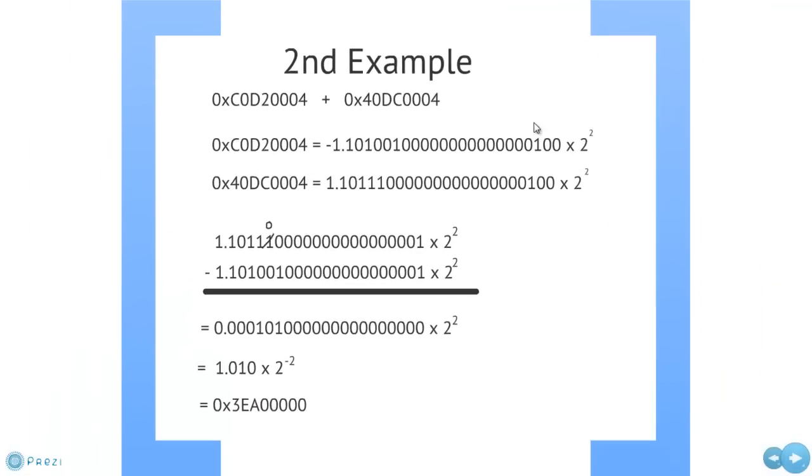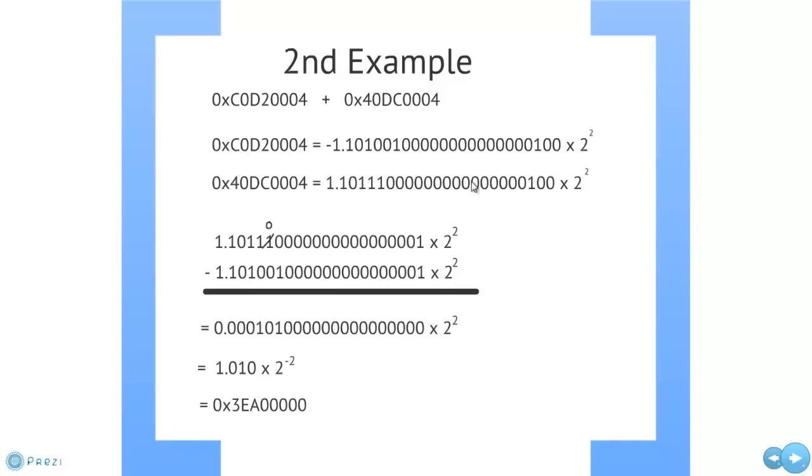Now for the next example, we're given two hexadecimal values, one of which you've seen already, which is the C0D20004. And for time's sake, I'm going to put that value for you right here. And in our next value, we have hexadecimal value 40DC0004, which I'm going to solve for you as well, and which comes out to 1.10111, then the rest of these numbers times 2 to the 2. Because these exponent values are the same, then we can go ahead and start adding.